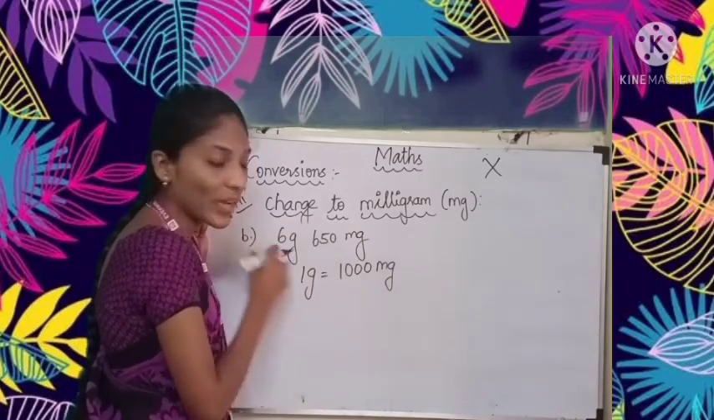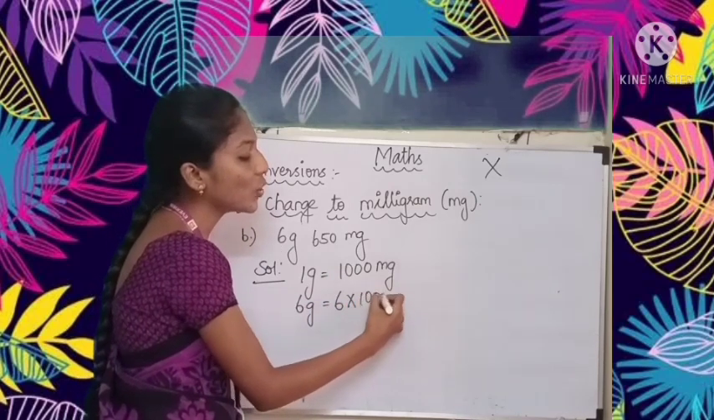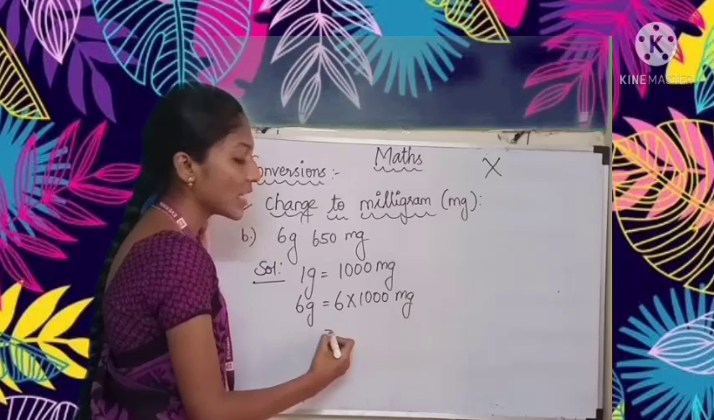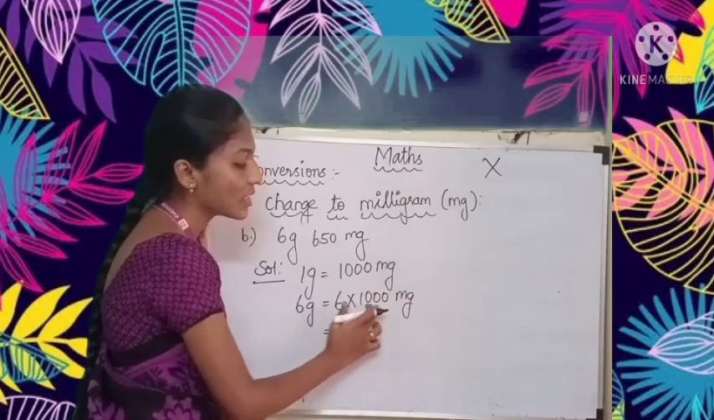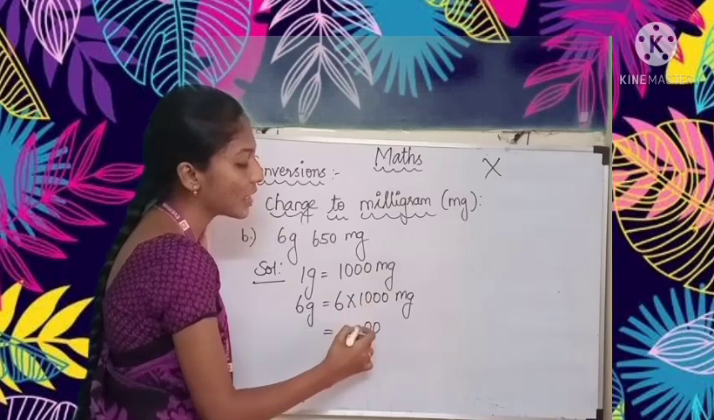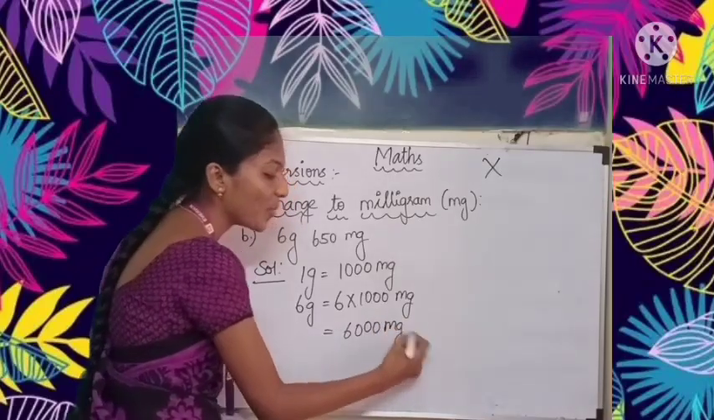So what is given in the question? 6 gram. 6 gram is equal to 6 into 1000 milligram. 6 into 0, 0. 6 ones are 6. 6000 milligram.